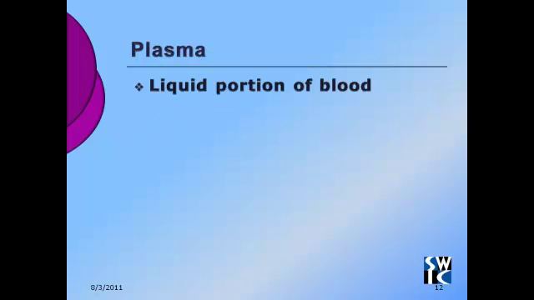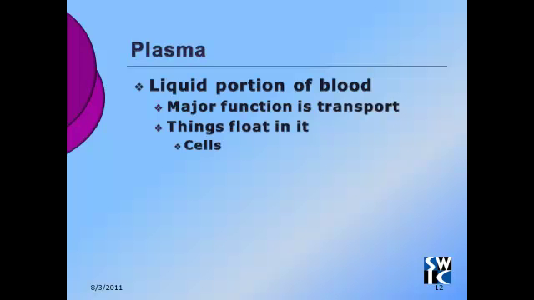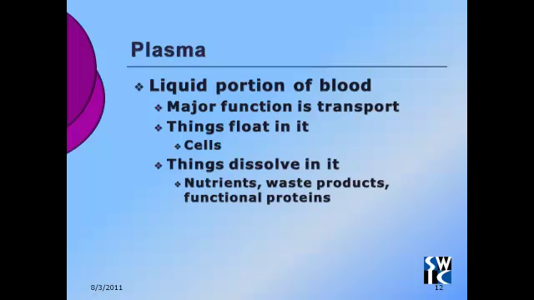The plasma is the liquid portion of the blood. In the laboratory, if this is allowed to clot in the tube, the liquid portion comes off as serum. Most laboratory testing is performed on either serum or plasma. The major function of plasma is transport. Some things, such as cells, simply float in it, and other things will dissolve in it, such as nutrients, waste products, and functional proteins.